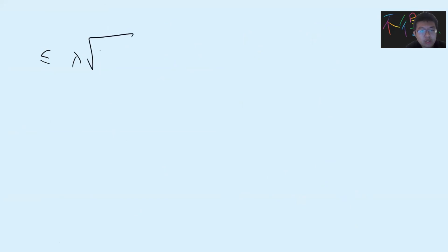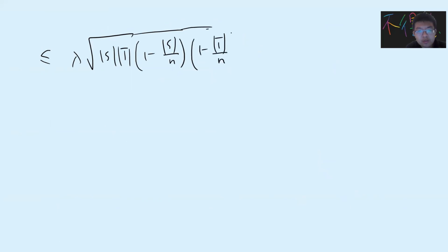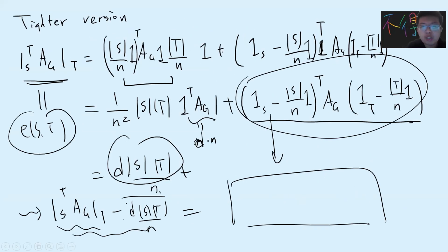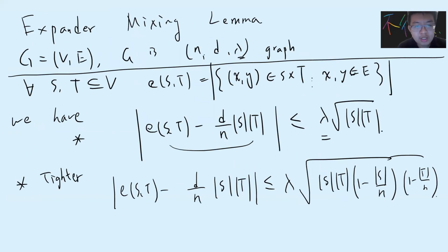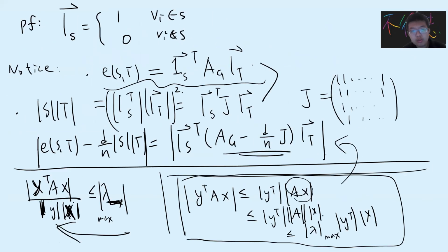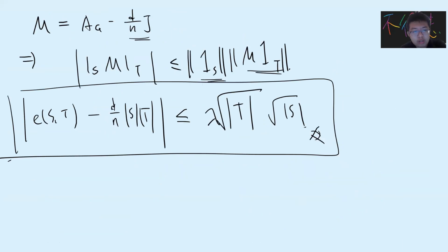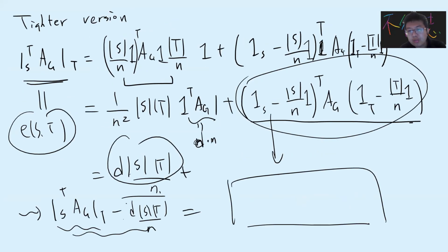So you get lambda times the square root of s t (1 minus s divided by n)(1 minus t divided by n). Okay, which proves the tighter bound of the expander mixing lemma. So the proof is just very simple: you write it as this and then you just take the roots and the coefficients. And this lemma is very interesting. It reminds me of some number theory. Okay, so see you guys in the next videos.